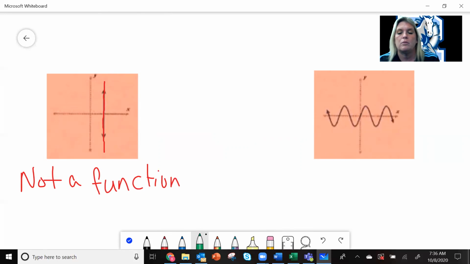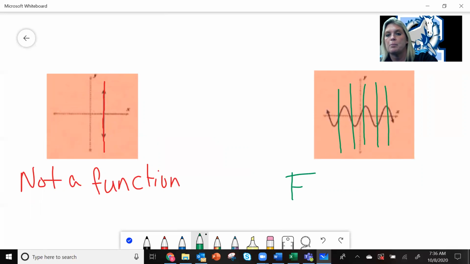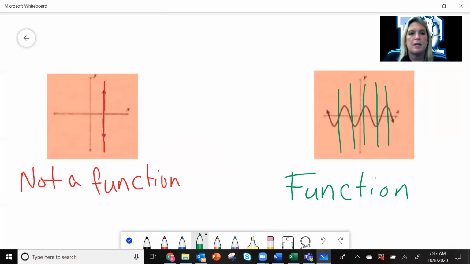So now look at the one on the right. If I draw a vertical line, I am only touching this graph at one spot each time I draw a vertical line. This is an example of something that is a function. Take a minute, make sure you have those graphs sketched and determining if they're a function or not with your notes. And then we will go to the next page where we have to figure out the perimeter of a figure.